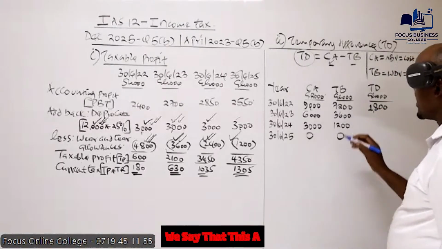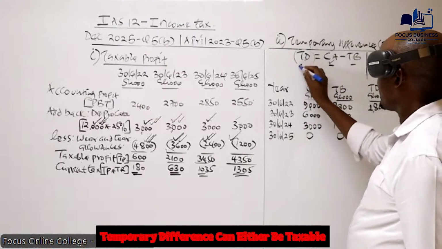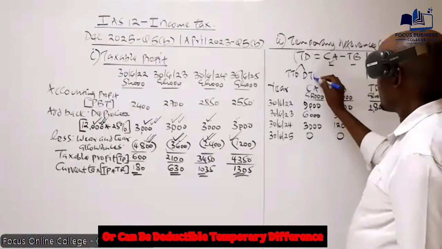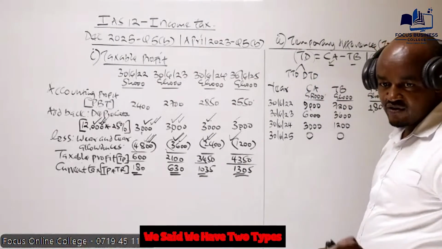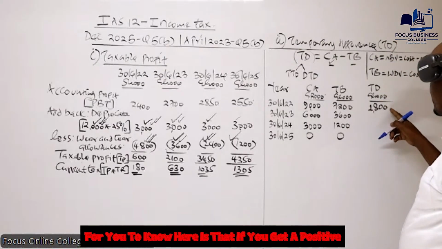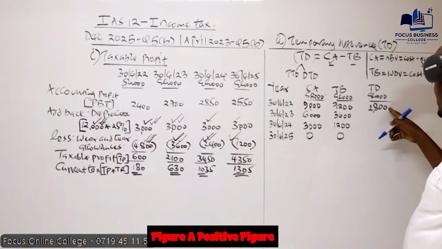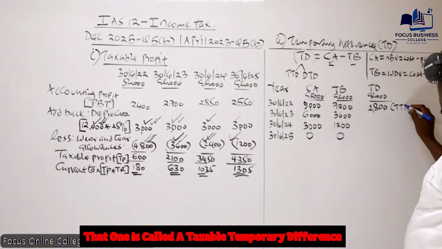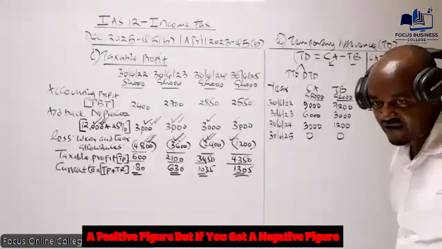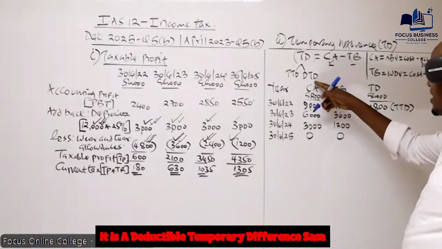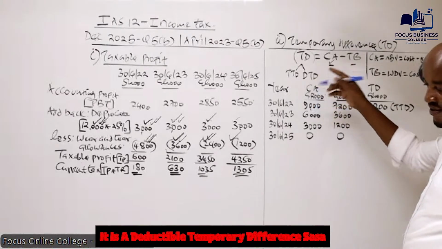Remember, we say that this temporary difference can either be a taxable or a deductible temporary difference. We said we have two types of temporary difference. So what is important for you to know here is that if you get a positive figure, because this minus that is a positive figure, that one is called a taxable temporary difference. But if you get a negative figure, you have taken this minus that, you get a negative, it is a deductible temporary difference. Sasa? Yes.